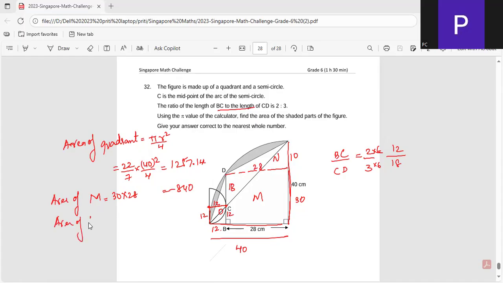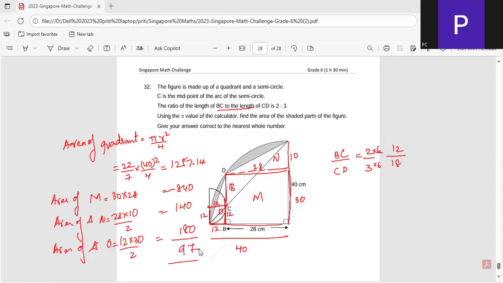Then what is area of triangle N? So we have this is 28 into 10 divided by 2. So that's 140. And area of triangle O, this is the base, this is the height. So 12 into 30 divided by 2. So that is 180. So we subtract all these. So I'll get the area of the shaded part, which is 1257 minus 840 minus 140 minus 180. So we'll get 97.14. We are rounding this off to 97, which is the nearest whole number. So the answer for question 32 is 97.